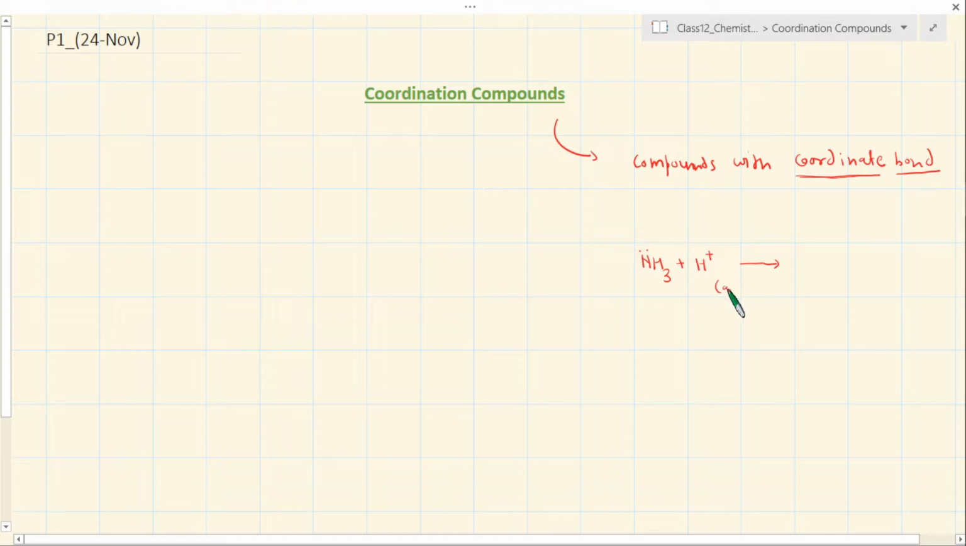In aqueous solution where you have hydrogen ions, for example a dilute solution of HCl, if you pass ammonia into that, what will happen is you will form ammonium chloride, and ammonium chloride means ammonium ions. So in the way ammonium ions are formed, the electron pair is shared, where the pair of electrons is entirely provided by nitrogen. And if you want to represent this bonding, we represent it by an arrow.